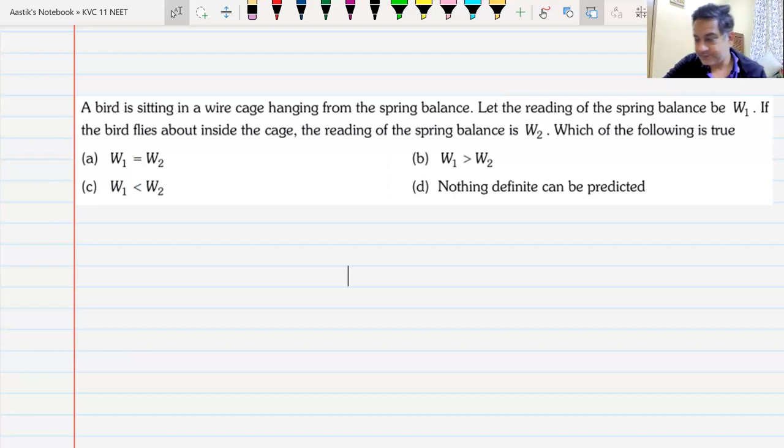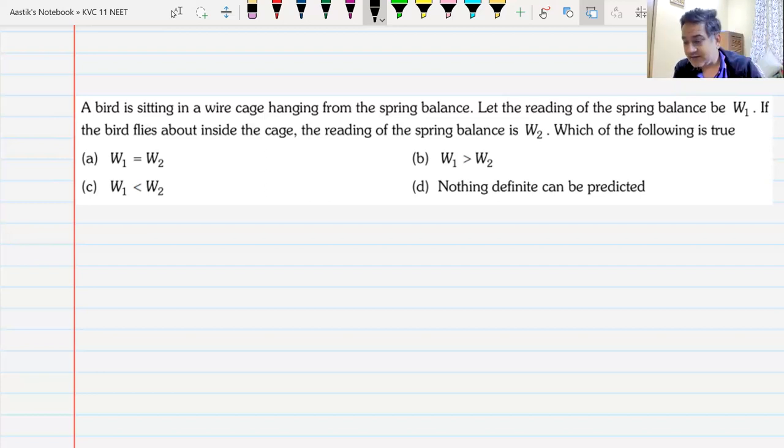Yes. Which one? Option B, sir. W1 will be greater than W2. Why do you think this is option B? When the bird is sitting, he's applying a force on the cage. The cage applies a reaction force back, so that entire force will be registered. So it will measure the weight of the cage as well as the weight of the bird.